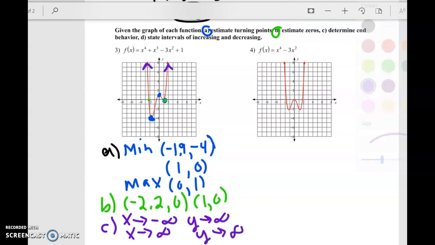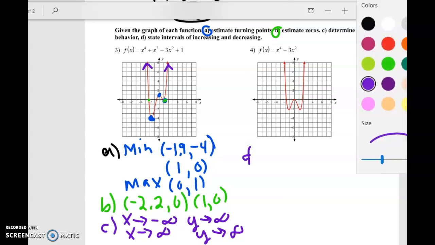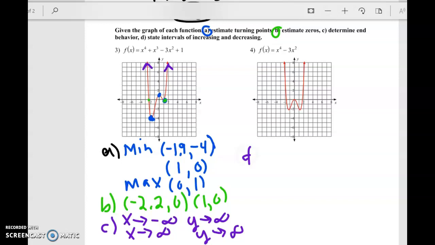And then last, my intervals of increasing, decreasing. If I look at this function, I read it from left to right. So as I come in from the left, you see I'm decreasing. This function's going down. So I'm just going to list my first interval as decreasing, and that's from -infinity. And it stops decreasing at the x value of this minimum, and I said that was -1.9.